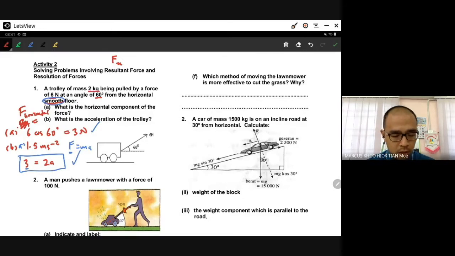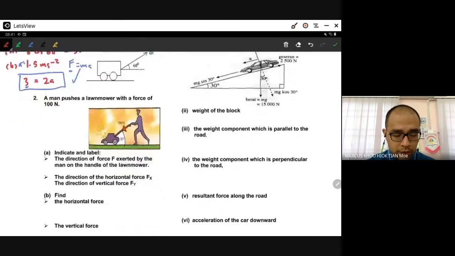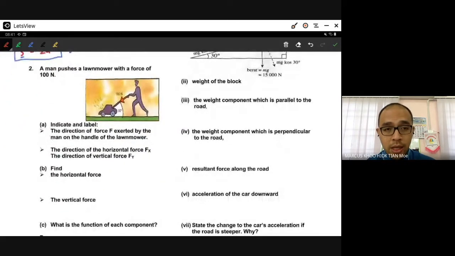Question number 2. A man pushes a lawnmower with a force of 100 newtons. Indicate and label the force F exerted by the man on the handle of the lawnmower. It's already indicated here for you, so you just have to draw the arrow and then write the letter F. Then the direction of the horizontal force Fx and the vertical force Fy.